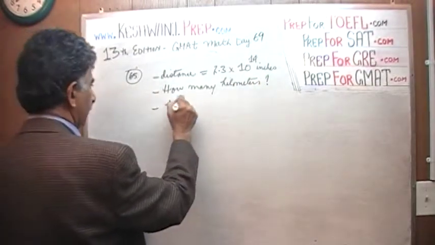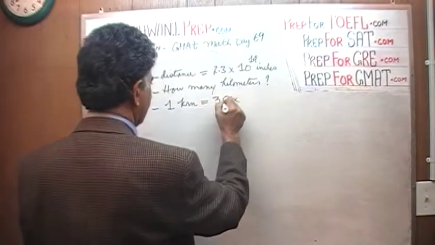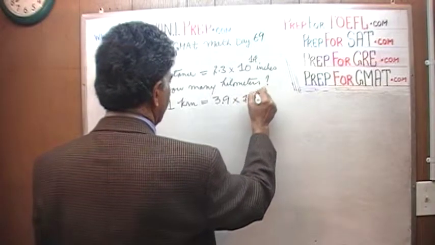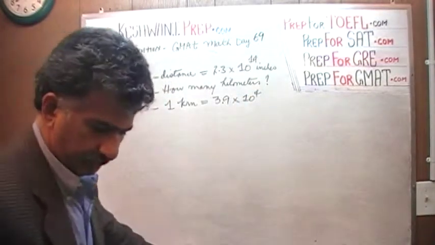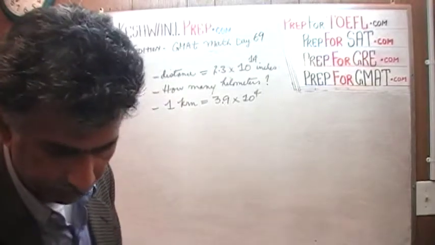And we are told that 1 kilometer equals 3.9 times 10 raised to 4 inches. I'm going to change the marker for a second. Well, not for a second, I'm going to change the marker period.